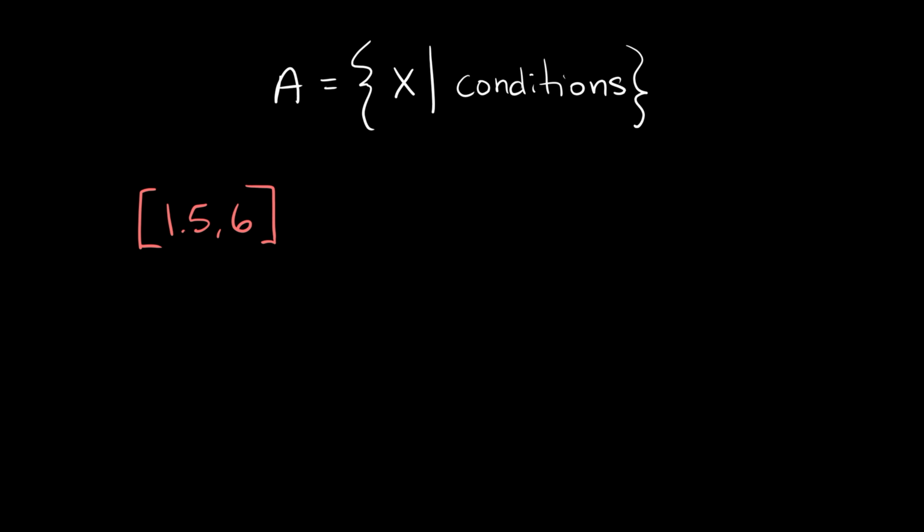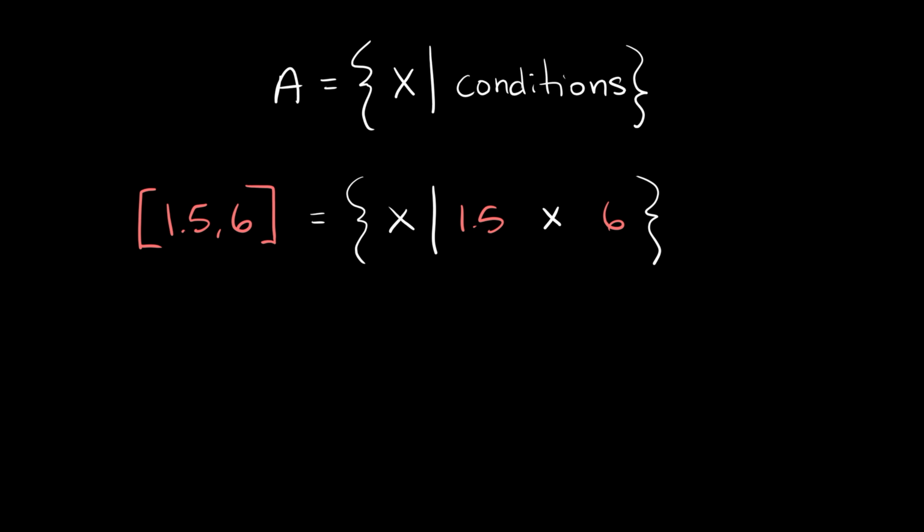So 1.5 to 6, and they have 2 brackets around the ends, right? So we're going to say that this interval is equal to the set of all elements x such that, and then we're going to write our interval right there, and then close our braces. Okay, so the 2 numbers for our limits are 1.5 and 6, right? So 1.5 and 6, and then we're going to have an x in the middle.